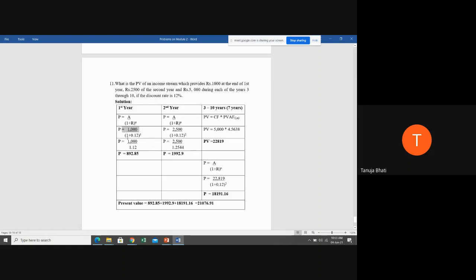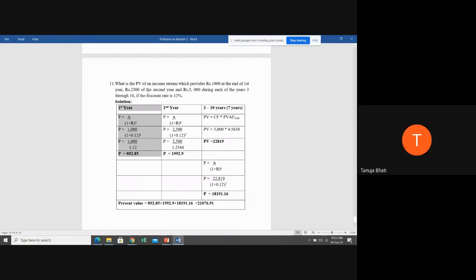So 1,000 divided by 1 plus the discount rate of 12%, so 0.12 raised to N. Why N? Because it is only at the end of 1 year, so you take N as 1. So 1,000 divided by 1.12, you get present value as 892.85. So this is the present value of 1,000 rupees which you are receiving at the end of 1 year. Is this first part clear to everyone? Yes, students? We'll solve this step by step.